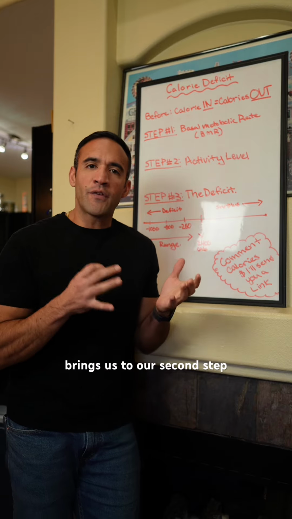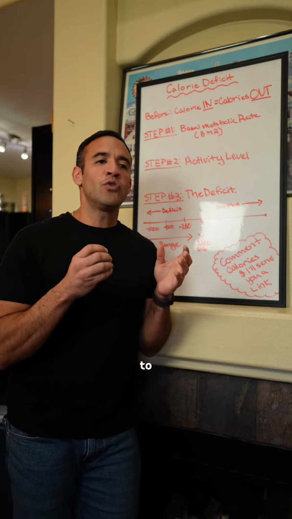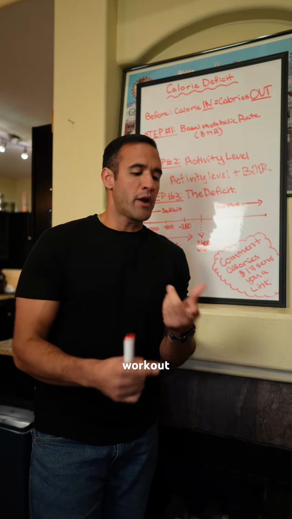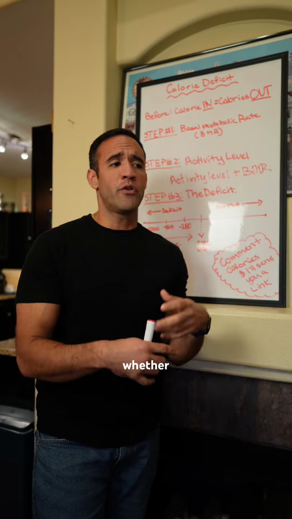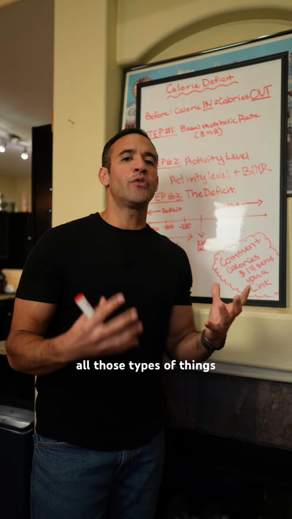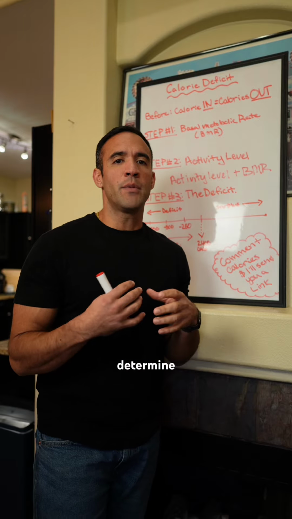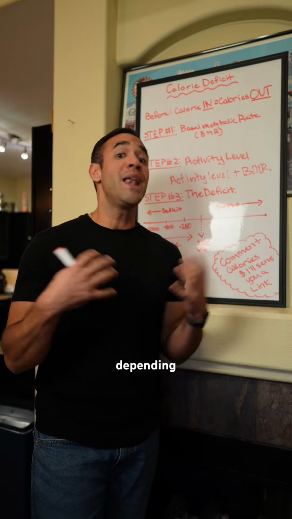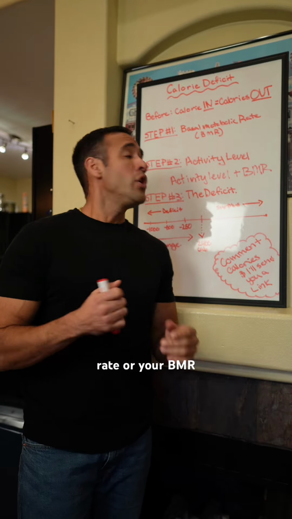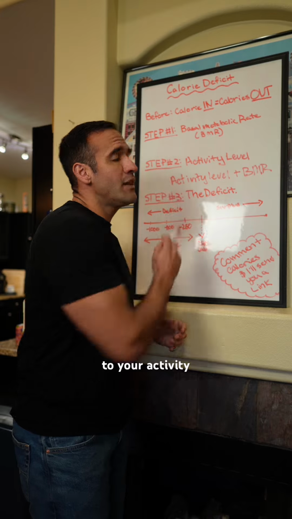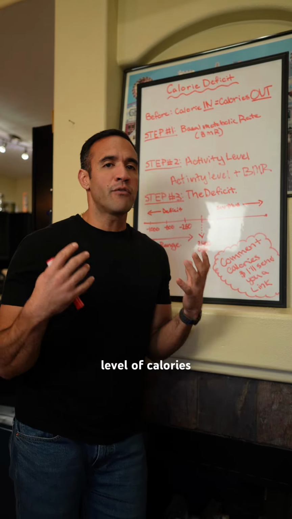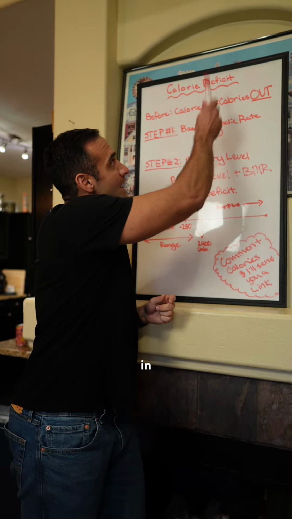So this brings us to our second step, which is figuring out how to calculate your activity level. Your activity level includes things like your workout, but also your daily movement, whether you're walking to work or the car or going through the grocery store. It includes all those types of things. So this is really going to determine if your calories go up or down, depending on how active you are throughout that day. Once you know your basal metabolic rate or your BMR, you can just add that to your activity level, and that's going to be your total daily energy expenditure, your maintenance level of calories, or right when calories in equal calories out.